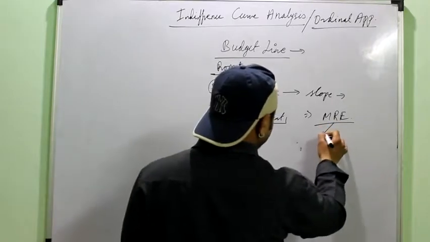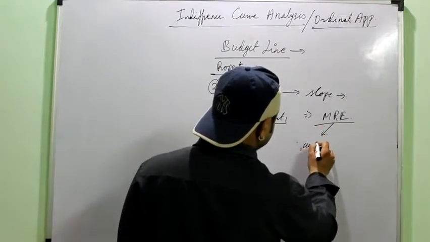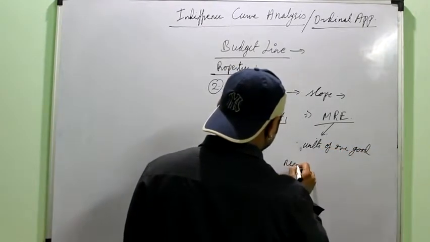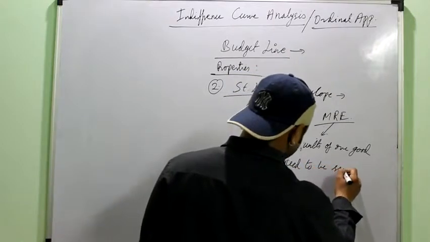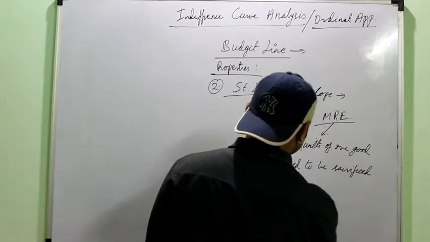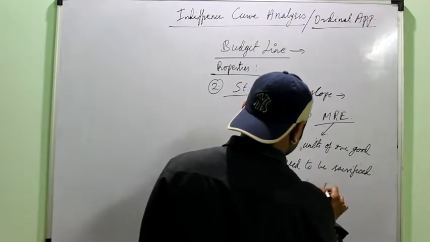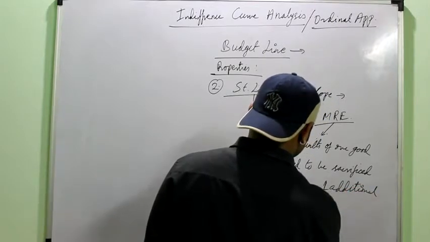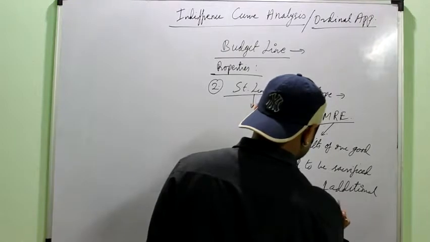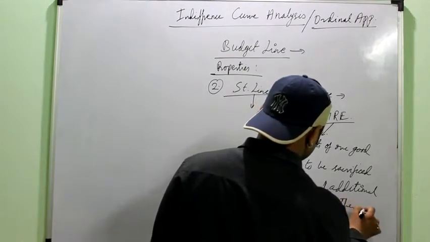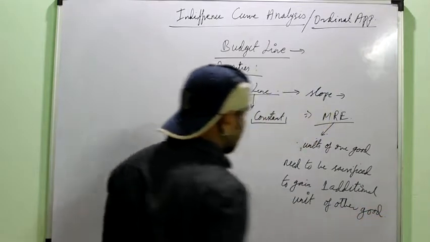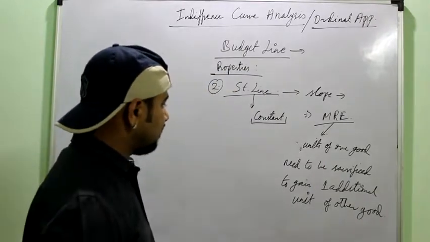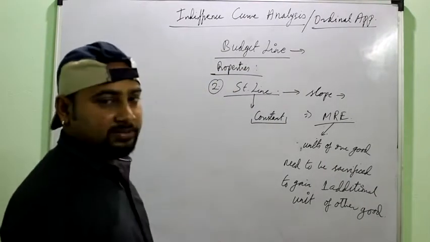And it is again defined as how many units of one good need to be sacrificed to gain one additional unit of the other good. So here MRE is defined as the units of one good which need to be sacrificed to gain one additional unit of the other good.